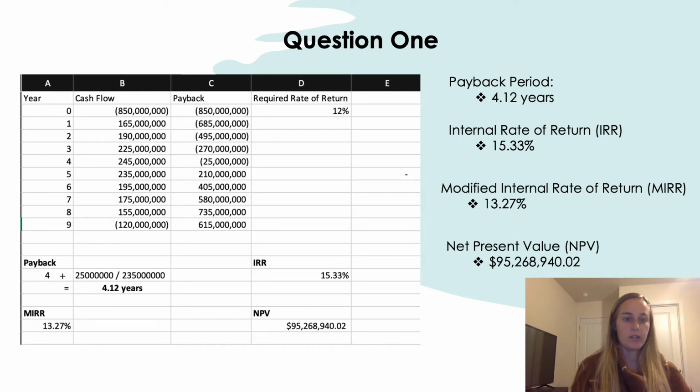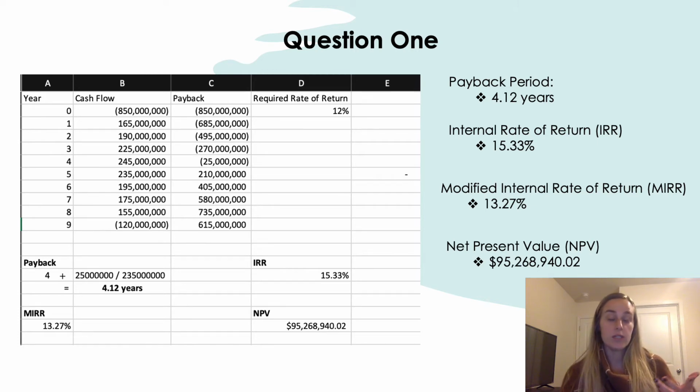You keep adding, so you're going to add your $190 million to that negative $685 million. You keep adding, and then you see at year 4 that you are in the hole $25 million. You still are at negative $25 million, but you see that your next cash flow is $235 million. So this next cash flow is going to take you to a positive place. You're going to be up, and you're going to be paid back.